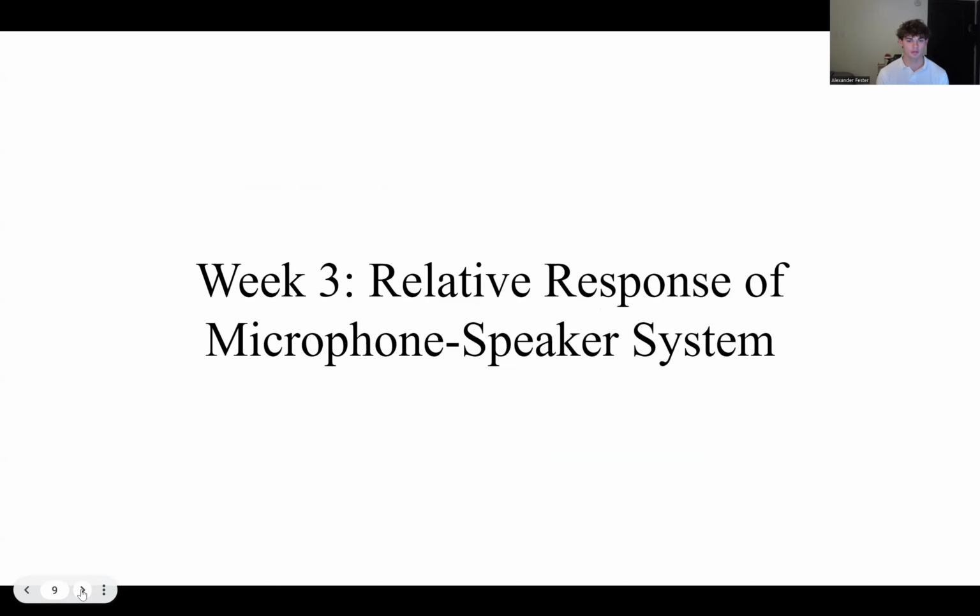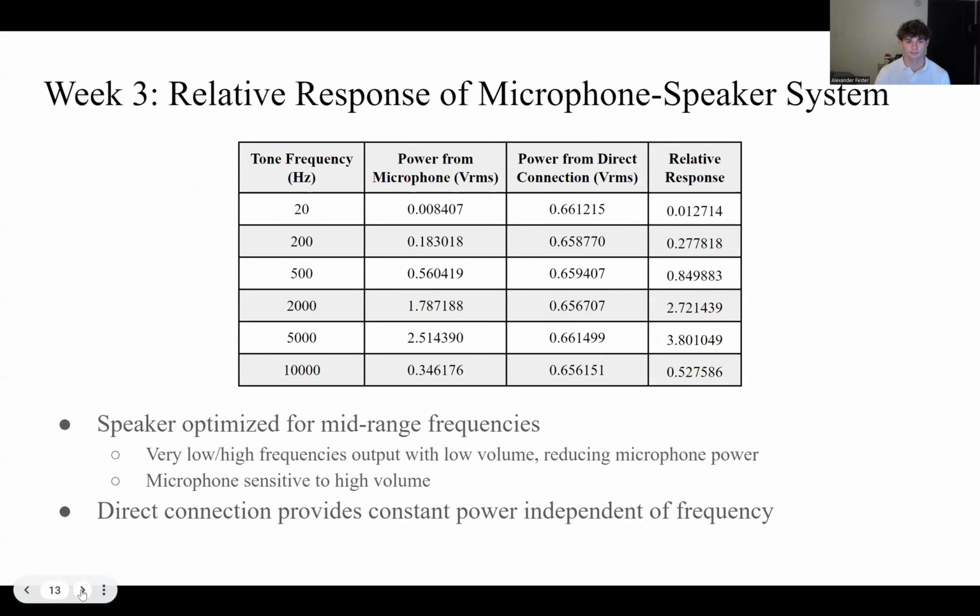Similarly, the following table represents the relative response of a microphone speaker system. It should be noted that the speaker seemed optimized for mid-range frequencies because very low and high frequencies output with very low volume. This caused the power recorded by the microphone to be reduced. In addition, the microphone seemed sensitive to high volumes. In contrast, a direct connection using an audio breakout jack provided constant power independent of frequency.